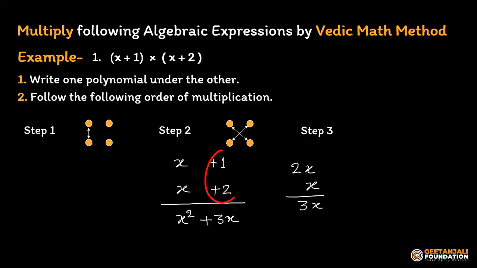Now we will move to step 3. In step 3, we will move to the rightmost column. The terms in the rightmost column will be multiplied and the result will be written here.